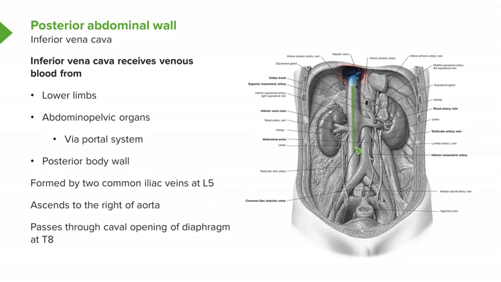What we can see is that it's formed a bit lower than the bifurcation of the aorta at L5. That's where the two common iliac veins form the inferior vena cava, coming up here and in this direction to form the inferior vena cava, and it ascends to the right of the aorta. It enters into the thorax via the caval opening, which is at T8.